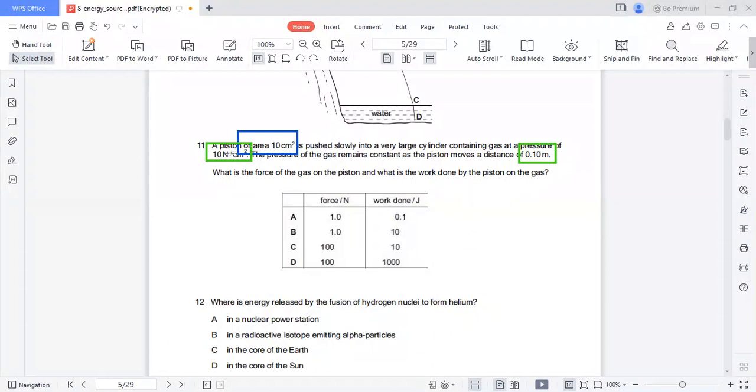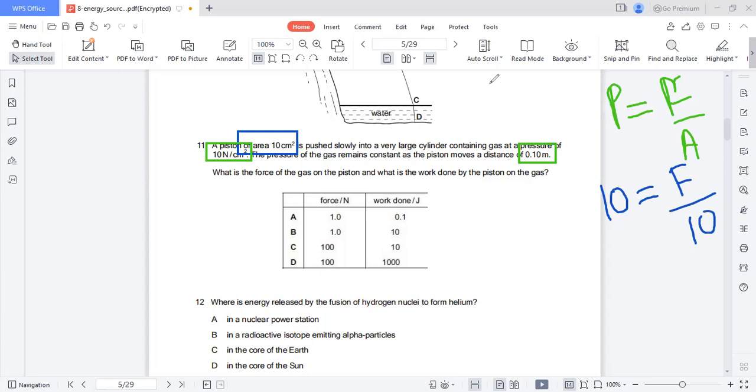Okay, so we know that pressure is force per unit area. Pressure is given, which is 10, and the area given is also 10. So force is equal to 10 times 10, which would be 100. So force is 100 newtons.